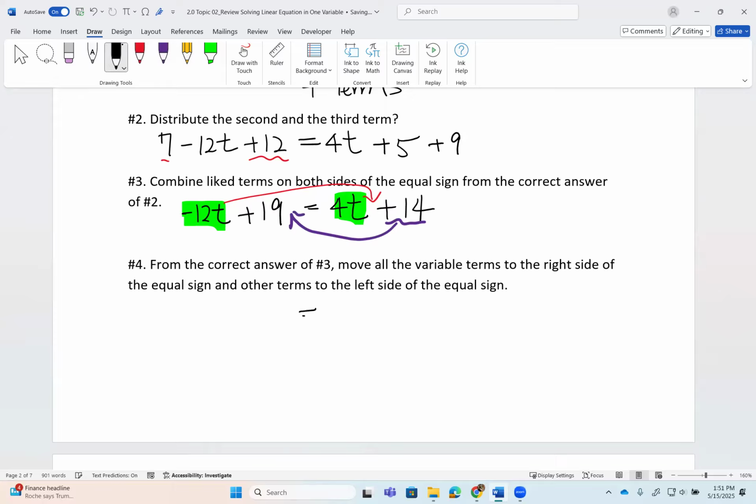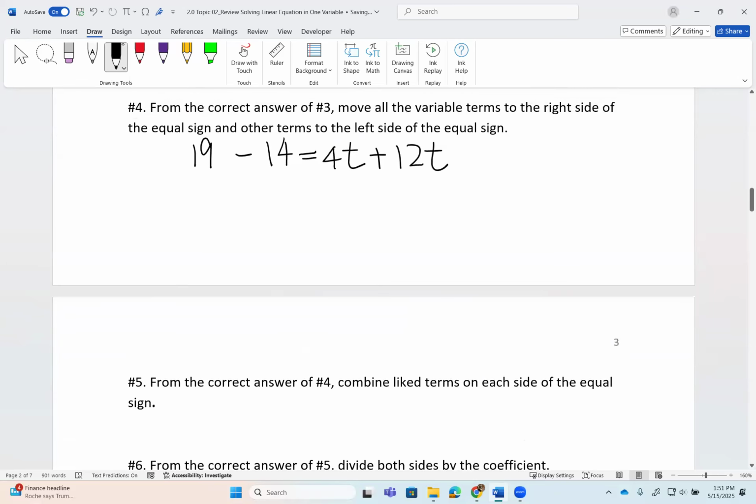So with the equal sign in the middle, 4t still 4t. -12t comes over to the right, becomes positive, right? Changing the sign when you move across the equal sign. If you never move across the equal sign, you do not have to change the sign. Only change the sign when you move across the equal sign. +19 still +19 on the left side. +14 comes over, becomes negative.